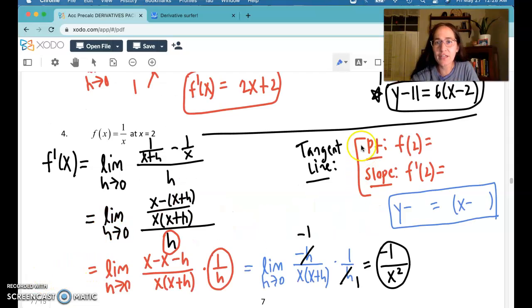Here goes. For the tangent line, I need a point, which is f of 2, plugging 2 into the original, 1/2. And I need the slope, which is the slope of the tangent line, plugging into the derivative. So negative 1 over 2 squared, negative 1/4. Negative 1/4 goes into the slope spot. 1/2 goes into the y1, and then I'll squeeze in the 2.